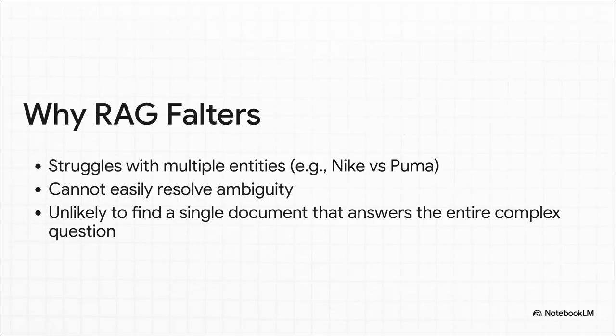So here's the breakdown. RAG is awesome for simple, single-shot questions, but the second you start juggling multiple things like Nike versus Puma, or you use these vague terms, it just gets lost. The best way to think about it is this. RAG is like a librarian who can go fetch you one specific book from the shelf. But what you really need is a whole research team that can go read a dozen books, pull out the important bits from each, and then write a brand new report just for you.